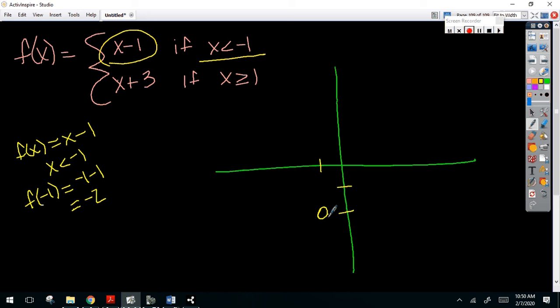-2. Why did you plug in -1? That's my restriction. It stops there, and it's going to go off forever in one direction, left or right. But I'm looking at where it's restricted, and that's where it's restricted. So I plugged it in to find the endpoint, essentially, is what I did.